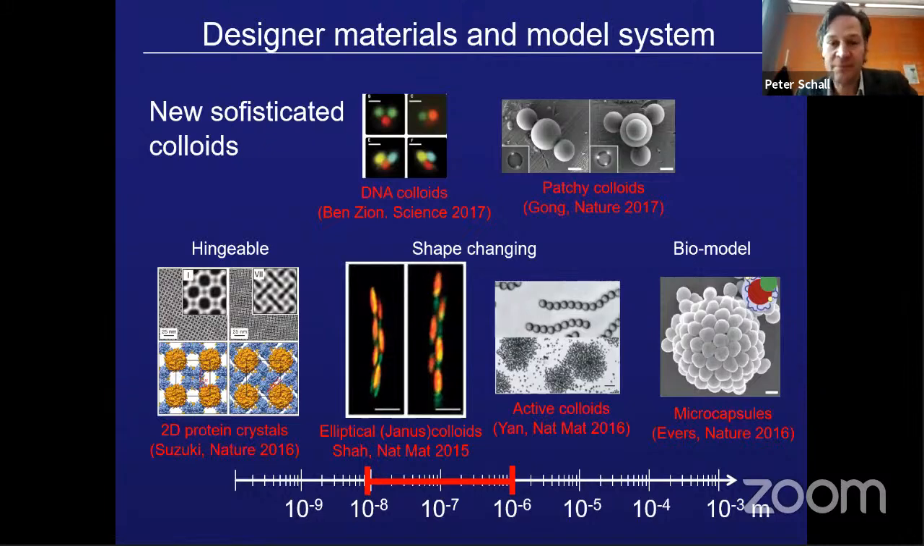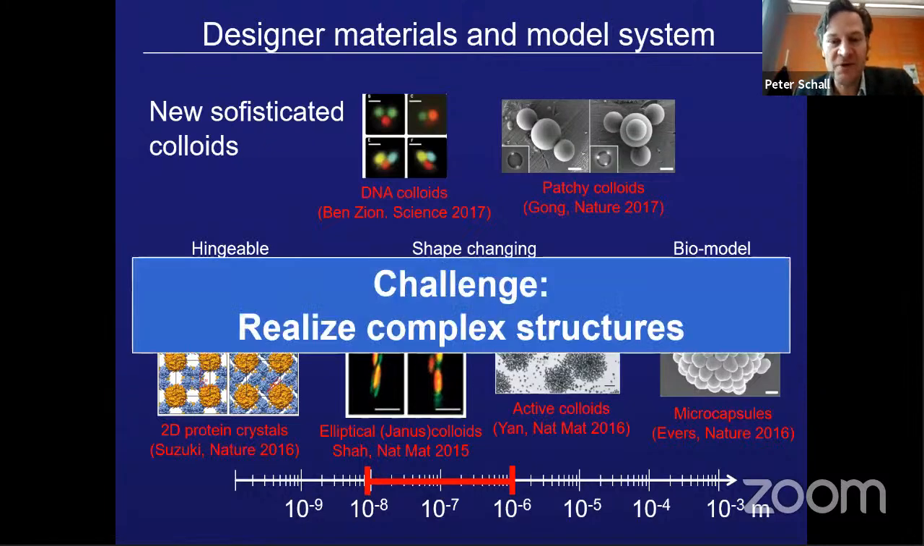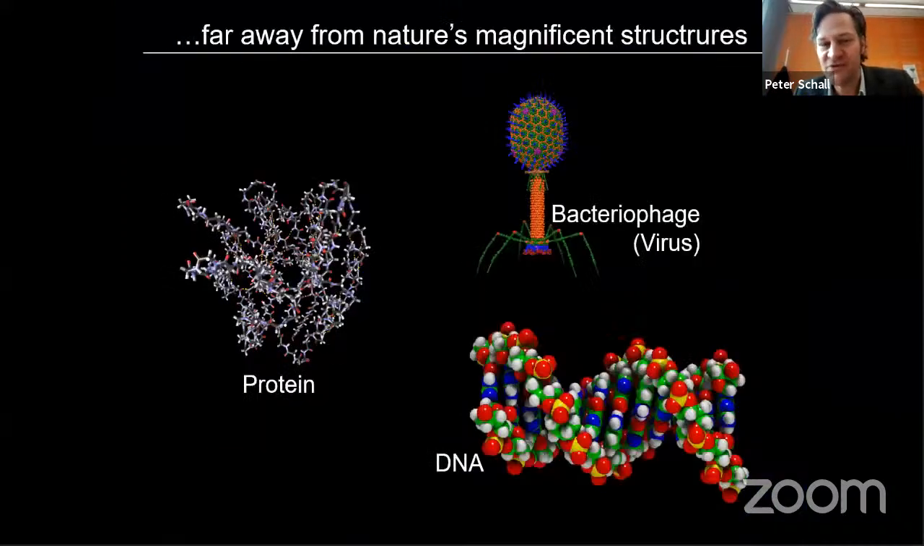Anyways, there's many more examples, but yet if you really look, the challenge is still to realize complex structures. So if you look in biology, of course, we realize that we are super far away from any of these immensely sophisticated, beautiful structures. I mean, just to put a few on the screen here, I think you know very well either proteins or even this bacteriophage or DNA. These are masterpieces from which we are really miles away.